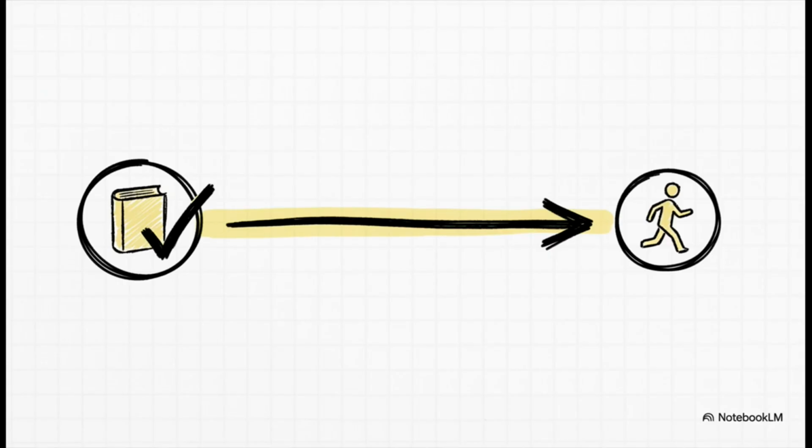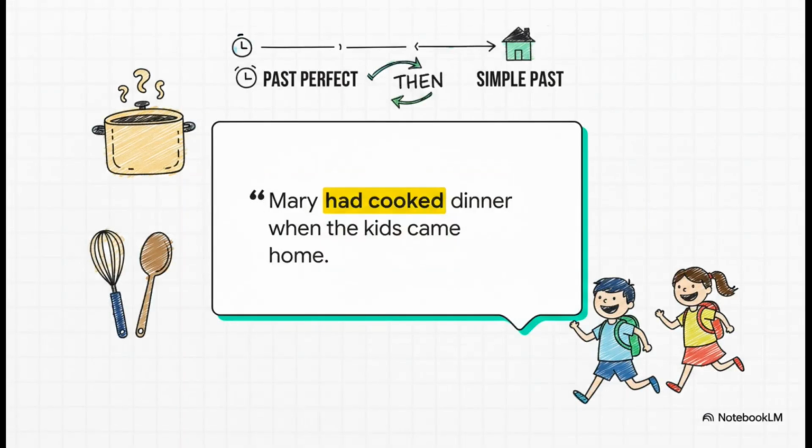This is the classic, the number one reason to use the past perfect. You've got 2 things that happened in the past, and you need to make it absolutely 100% clear which one was finished first. This sentence, it paints a perfect picture for us.